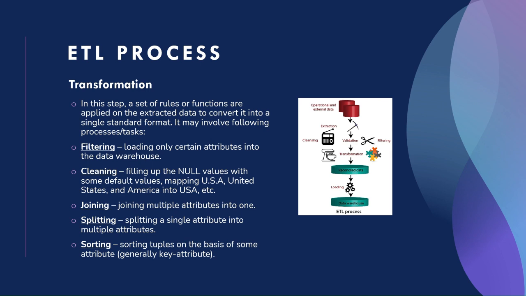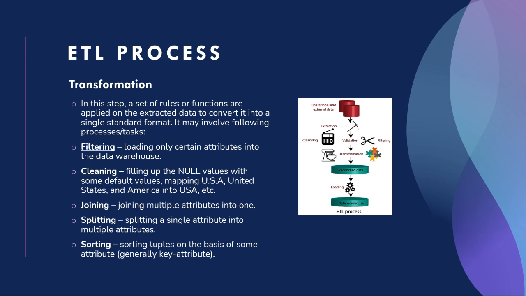In this step, a set of rules or functions are applied on the extracted data to convert it into a single standard format. It may involve the following processes: cleaning, joining, splitting, and sorting. All these operations are applied on the data so that the data, in an unsuitable format, is converted to a suitable format that can be loaded to the data warehouse.